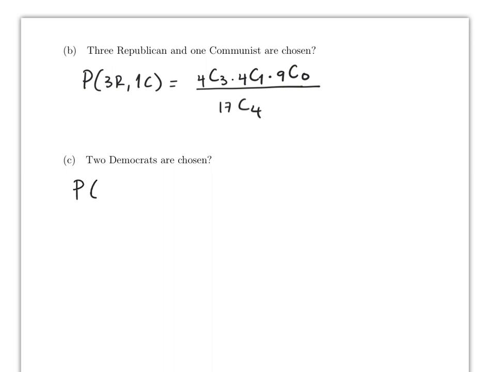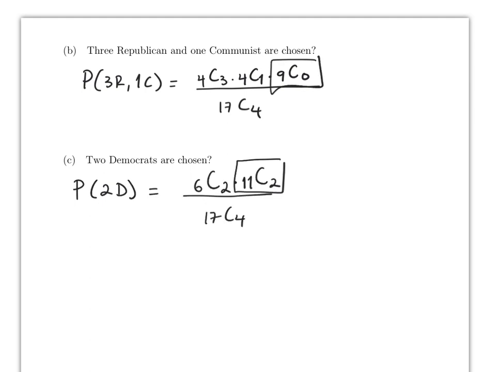Finally, what's the probability of getting 2 Democrats? Don't forget that we're still selecting 4 people from 17. So there are 6 Democrats and you want 2, but you still have to select 2 more people. So you have 11 left, which you don't care who they are, and you're going to pick 2. And in this case, if you forget this, the problem is wrong. Well, here or the previous one, if you forget it, it's not. Okay? And that's it.